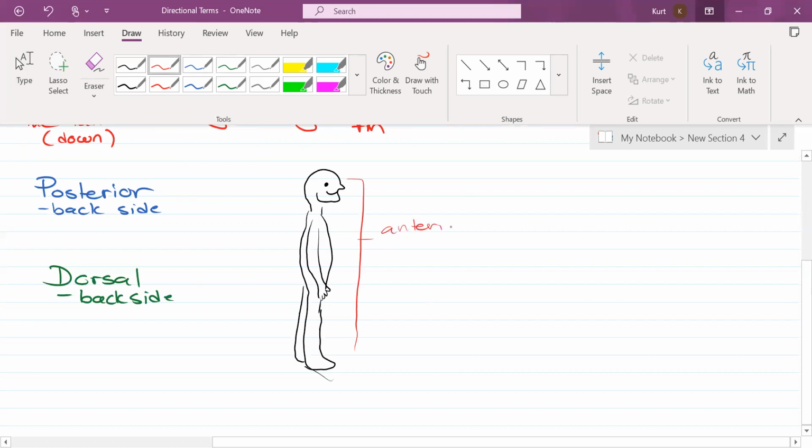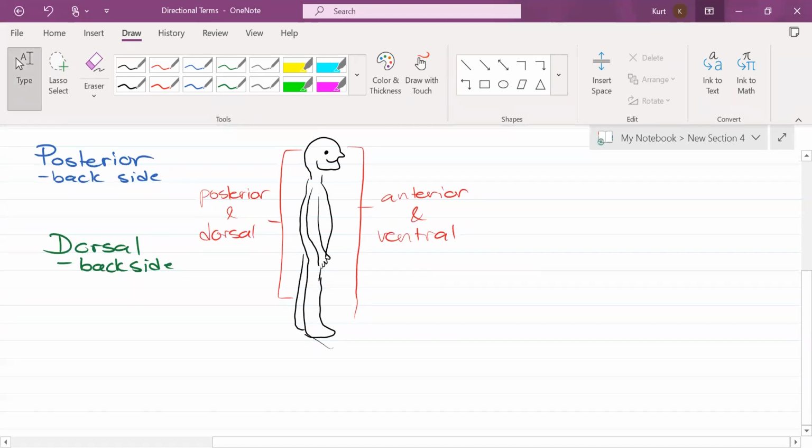anterior and ventral are the same thing. Posterior and dorsal are the same thing for two-legged animals. So right now I'm looking at all of your ventral surfaces and I'm actually looking at your anterior. The anterior just means the front. If you go out in the front of your house, you're looking at the anterior of your house.